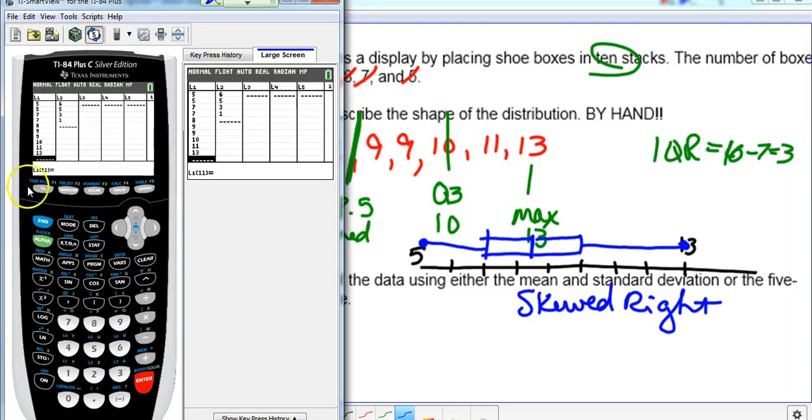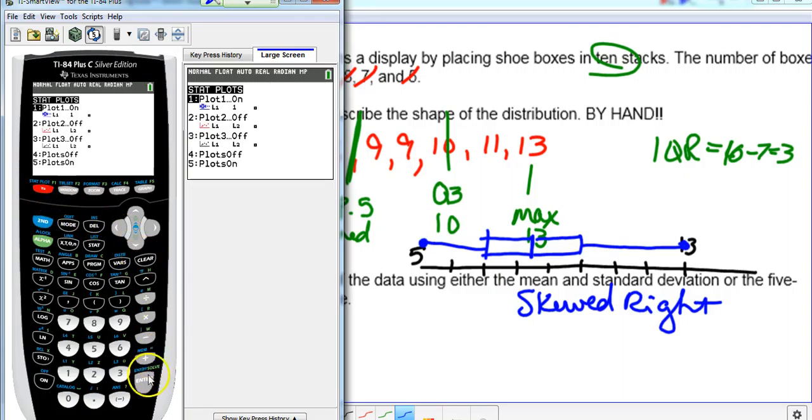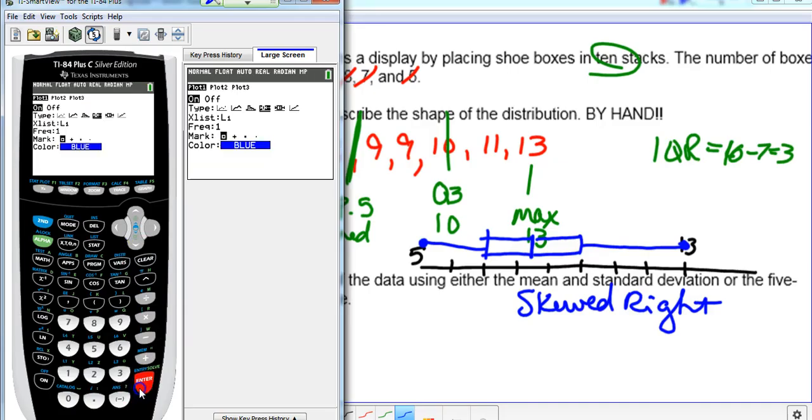Okay. Go to stat plot and just go back to the first one, which should already be turned on. You want the fourth one over. It looks like a little robot head with something flying out of his ear. Okay?